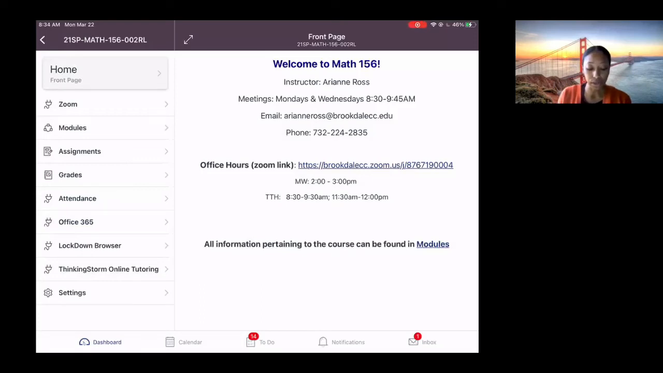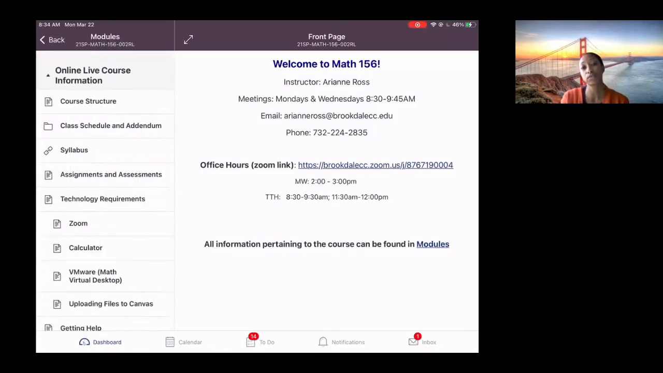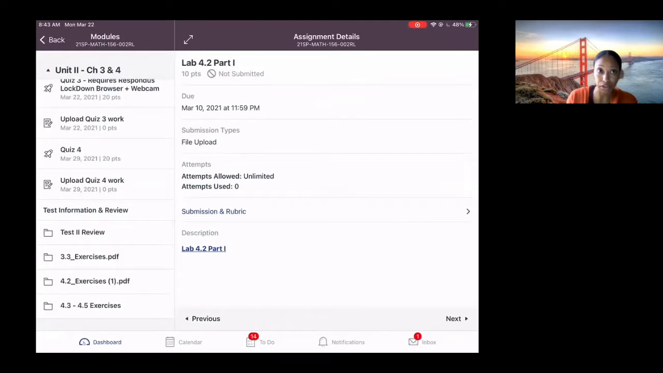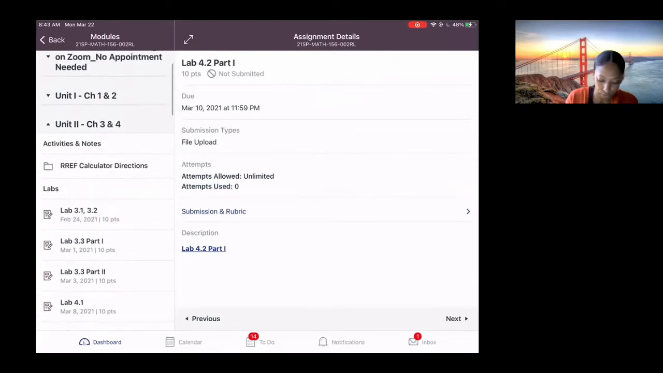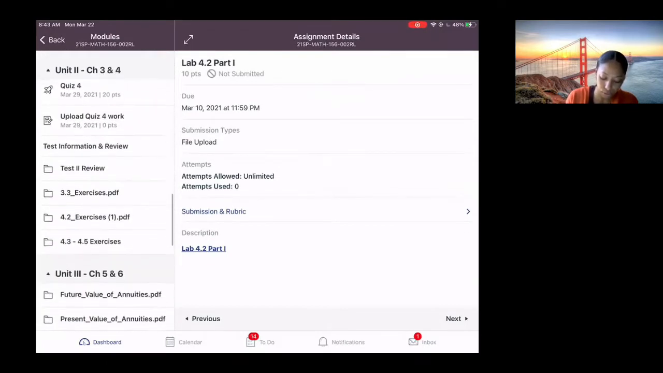Today we are going to finish up section 4.2. At the bottom of the Unit 2 module, there's something that says 4.2 exercises. Hold on, I'm trying to make sure I didn't miss anything. Yes, 4.2 exercises.